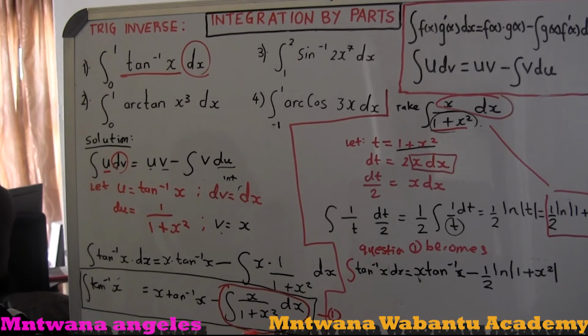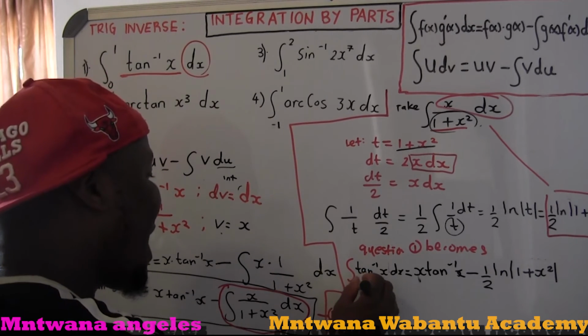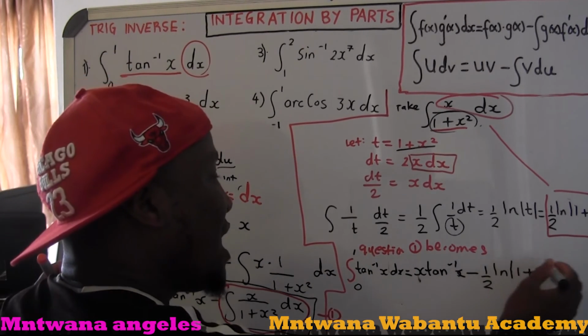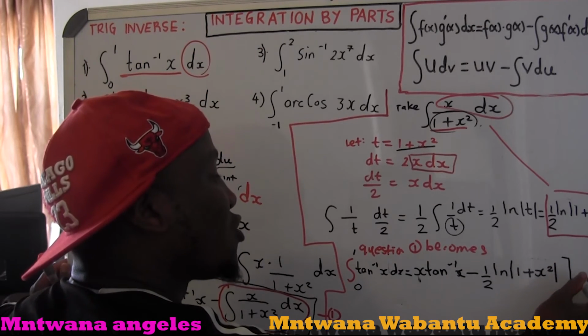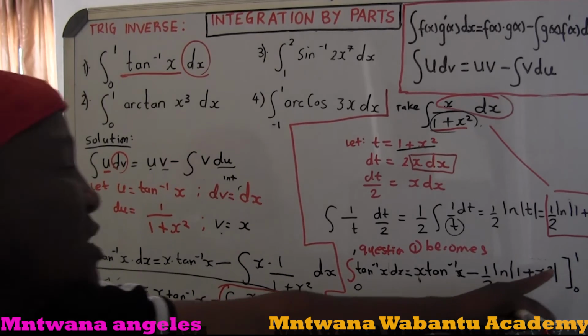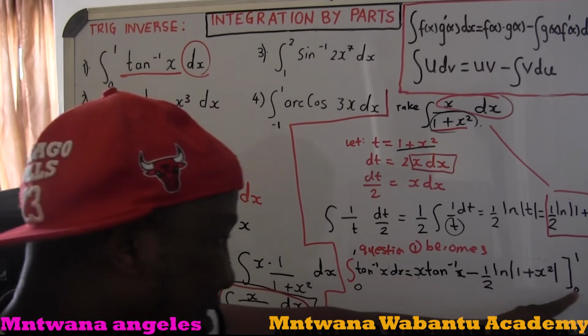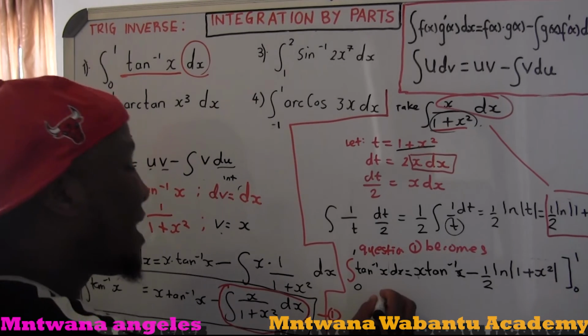You know why we know there's a plus constant? When we're given a question, they give us 0 to 1. So we have to put our limits 0 to 1, and everything must be 0 to 1. So what I'm going to do is take the upper limit, substituting the value of x everywhere, and then minus, substitute the lower limit. So upper limit minus lower limit.